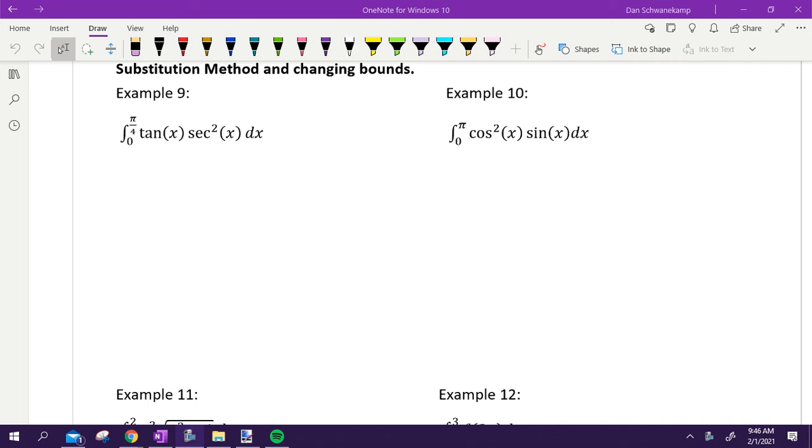The difference between what we did on Friday and what we're doing today is very little. The difference is I've got bounds. When we treat U-substitution problems with bounds, we have to approach it a little bit differently. There's two different ways of doing this problem, both of them pretty similar. They're very similar to what we did on Friday.